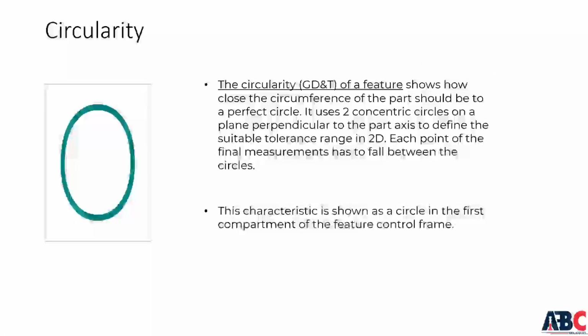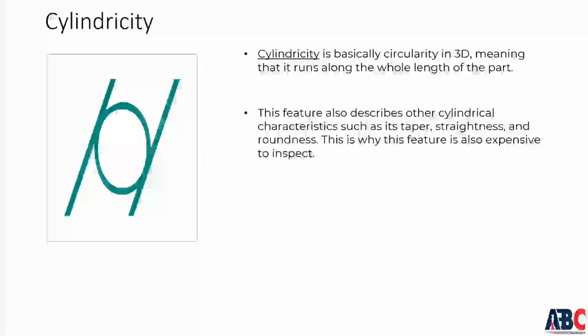Next is circularity. This characteristic is shown as a circle in the first compartment of the feature control frame. It shows how close the circumference of the part should be to a perfect circle. Next is cylindricity. Cylindricity is basically in 3D, meaning that it runs along the whole length of the part.